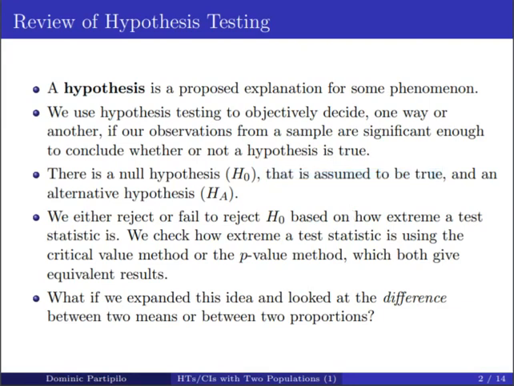And the way we check how much evidence we have against the null hypothesis is we check how extreme our test statistic is using either the critical value method or the p-value method, which both give equivalent results. Now, what if we took this idea and expanded it and looked at the difference between two means or between two proportions?